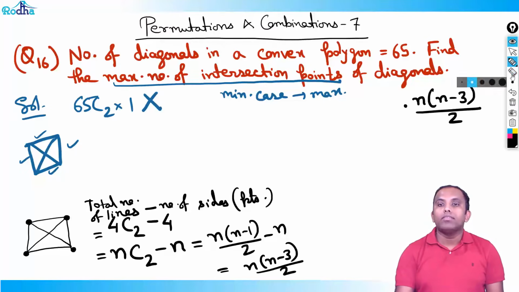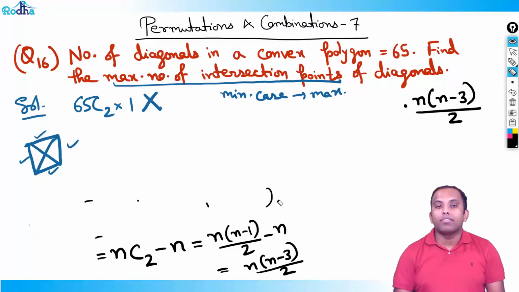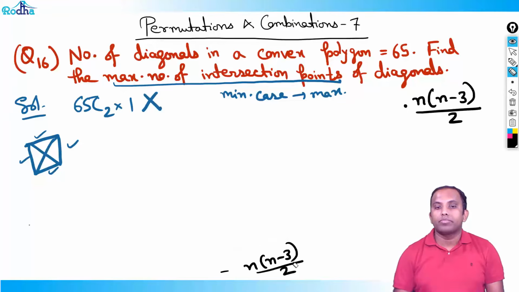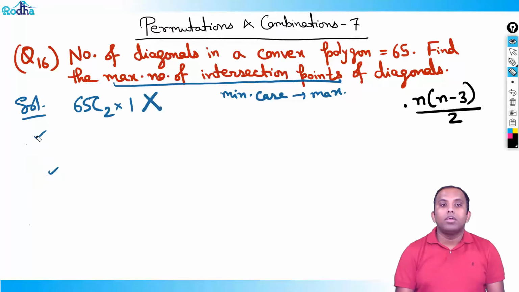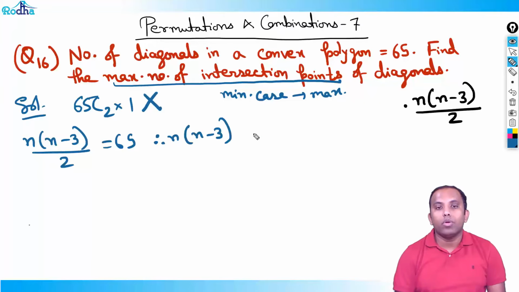So the number of diagonals in any n-sided convex polygon is what? It is n into (n minus 3) by 2. Okay, nice. So that means I can write this as n into (n minus 3) by 2 is equal to 65. Therefore, n into (n minus 3) is equal to 130.